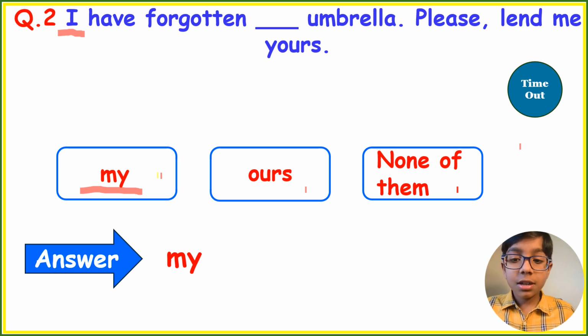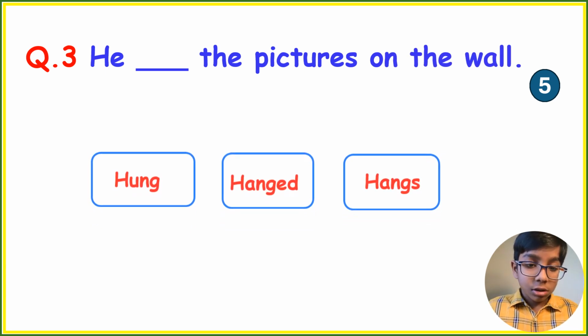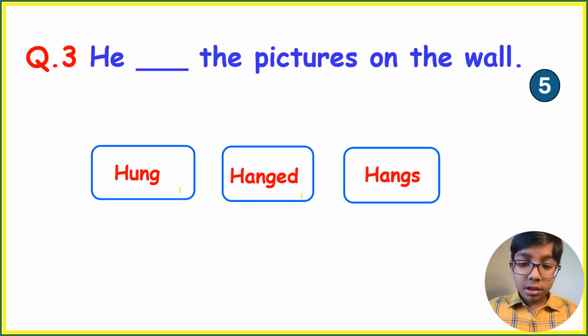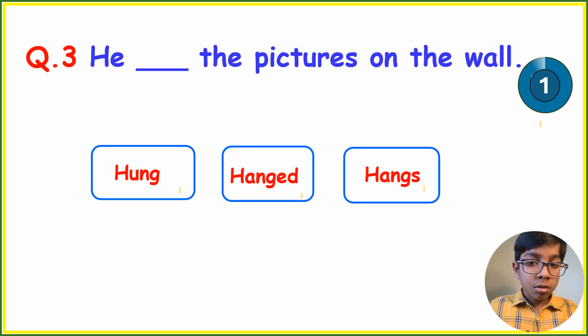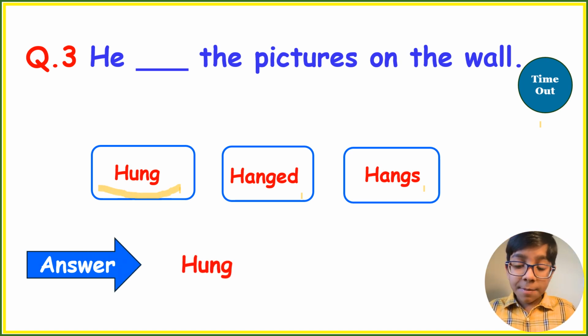Your next question is: he dash the pictures on the wall. Hung, hanged, hangs. Your time starts now. And your correct answer is hung. This sentence is in past indefinite tense. So, second form of hang is hung. That's why we used hung.